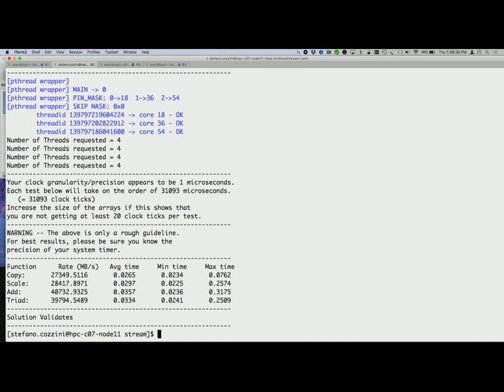Things are getting better, no? Just because I'm actually splitting my array correctly and saying this reads from here and this reads from here. Okay? And so I'm actually getting a little bit of performance. This actually can be done.